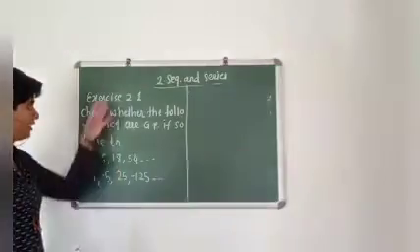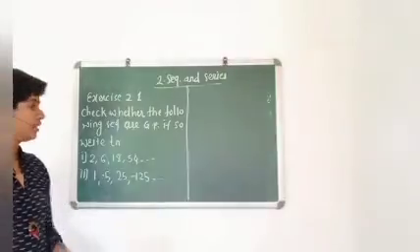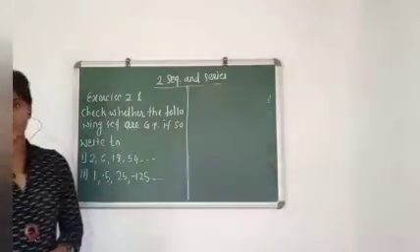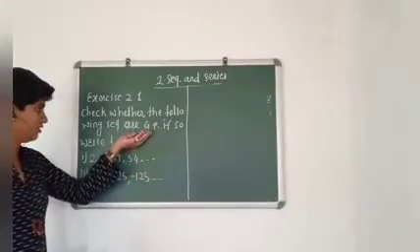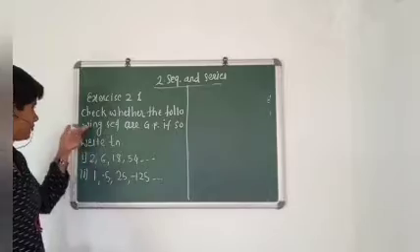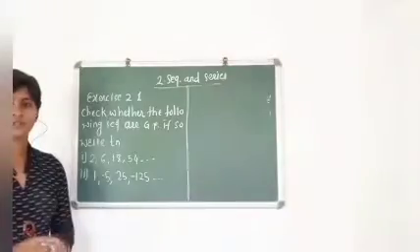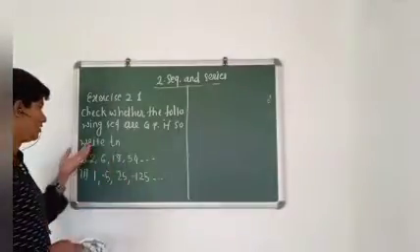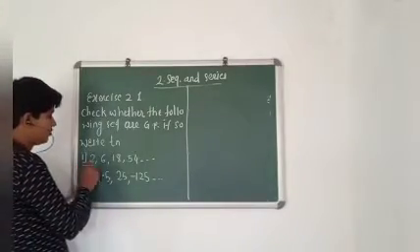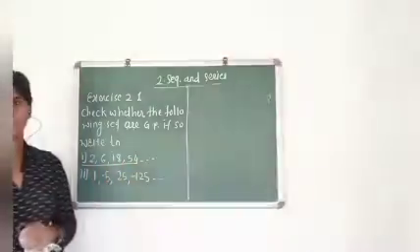Now see exercise 2.1. In that, the first question: check whether the following sequences are GP, that is geometric progression. If so, write Tn. What you have to check is whether the given sequence is a geometric progression or not, and then write its Tn term. Okay, so check the first example: 2, 6, 18, 54.